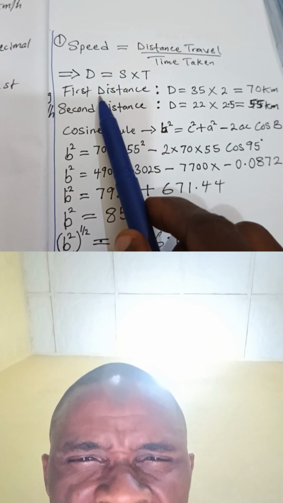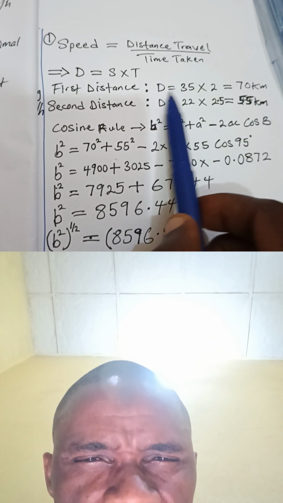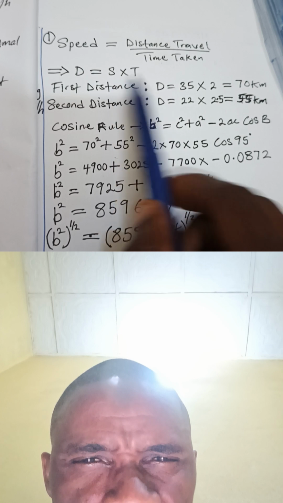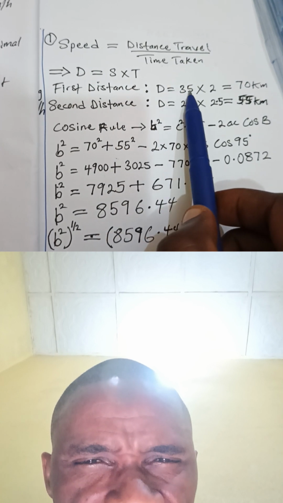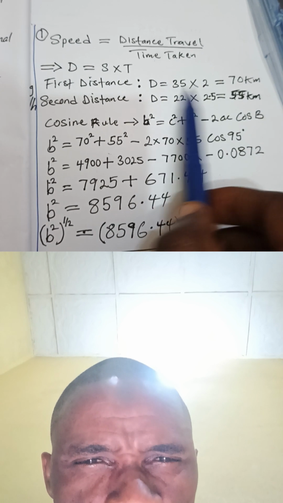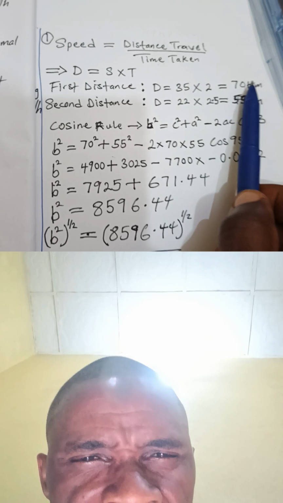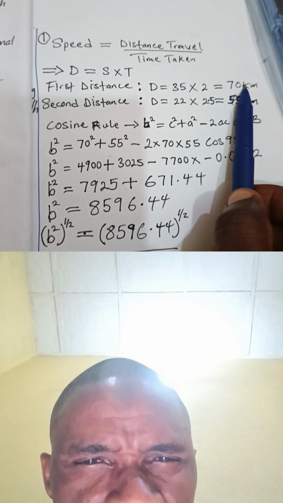For the first movement, the first distance will be d equals speed. What is the speed in that question? It is 35 km per hour. We put 35. Then what time? 2 hours. So when we multiply, we have 70, which is 70 kilometers. So the distance is 70 kilometers.